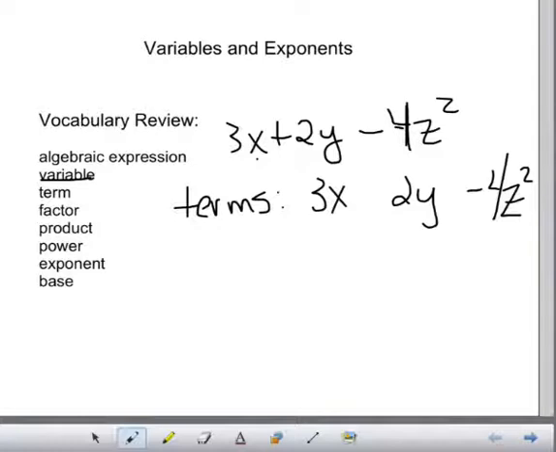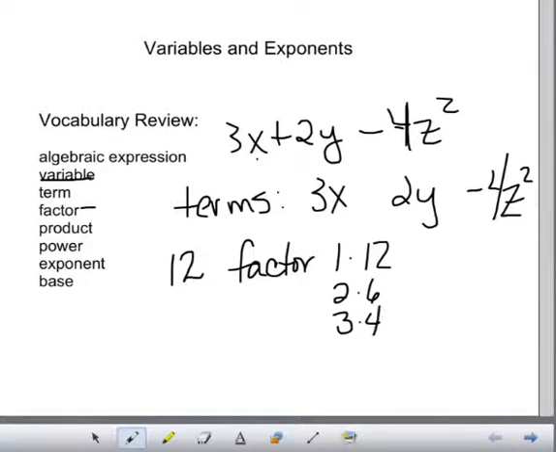Okay? Now, remember factor. The factors of a number are the numbers that can be multiplied to get that number. So if I had, for example, 12, the factors of 12 would be 1 times 12, 2 times 6, and 3 times 4. Those are the factors of 12. A lot of times we get factors and multiples confused. Multiples of 12 would be 12, 24, 36, 48, and so on. But factors are the numbers that will multiply together to give you the given number.